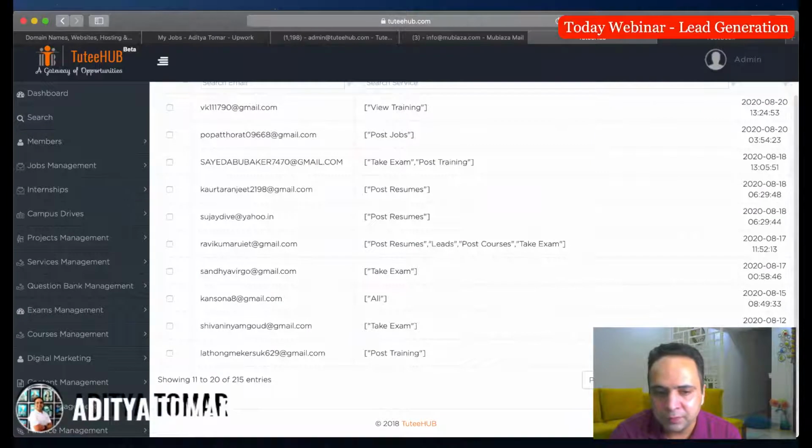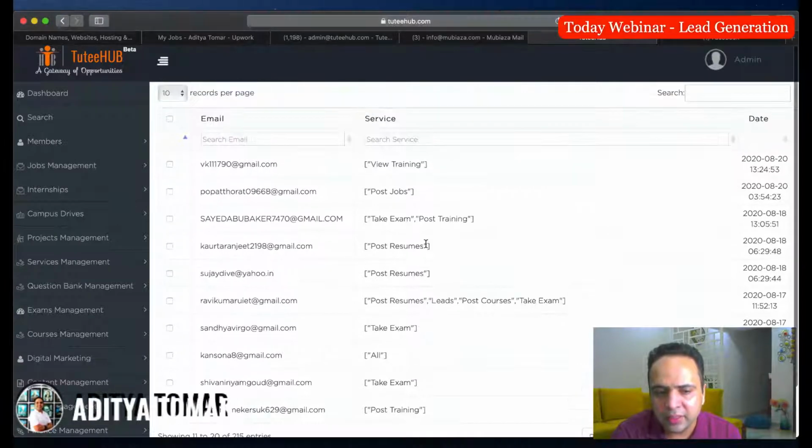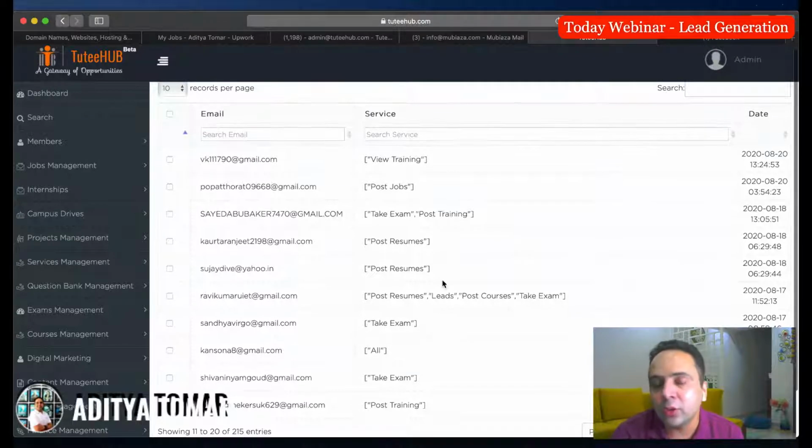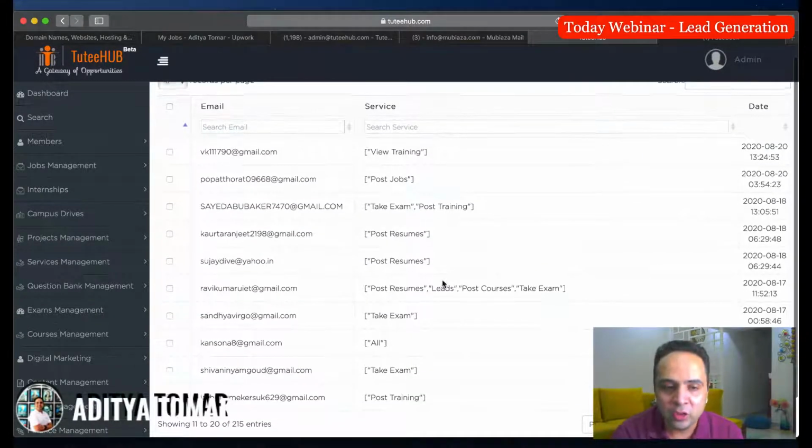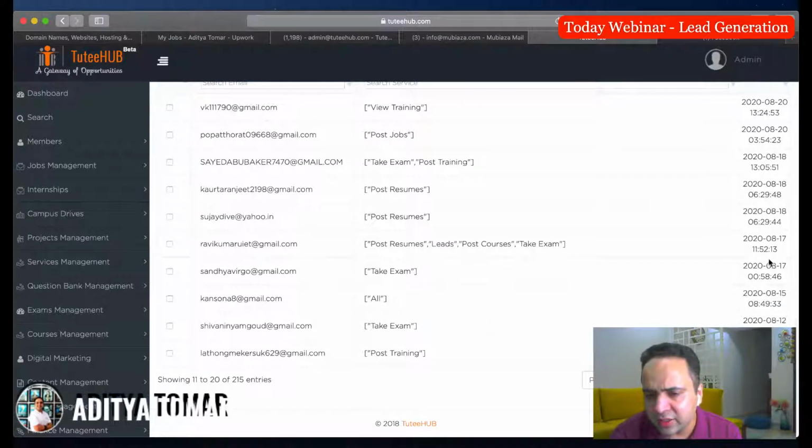If I go to the next section, then it's take exam, post training. These are the services that they are interested in, and they are looking for these kinds of services, right? So my team is helping the people who are subscribing for the different services that we have. You can see the dates also, right? Every day we are getting two, three, four, or whatever the subscribers are.